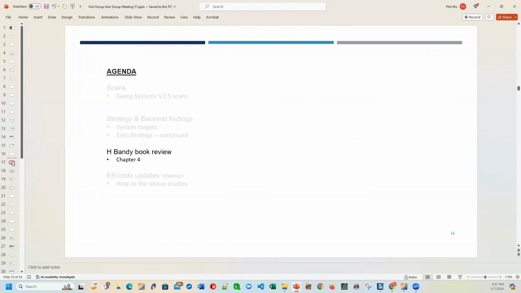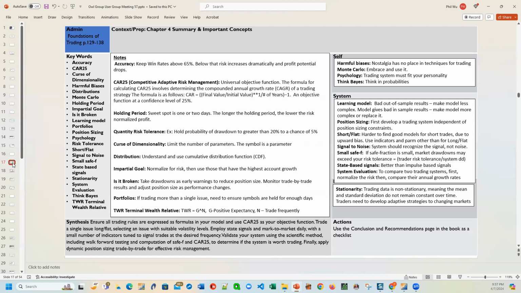Okay. One of the items was to go through Howard Bandy's book, so these are the Cornell notes on chapter 4. One thing Howard Bandy says is to keep win rates above 65%. The reason is that below that, the risk increases dramatically and profit potential drops.